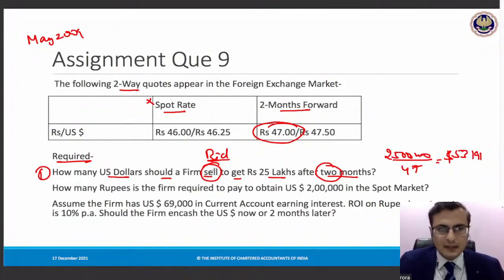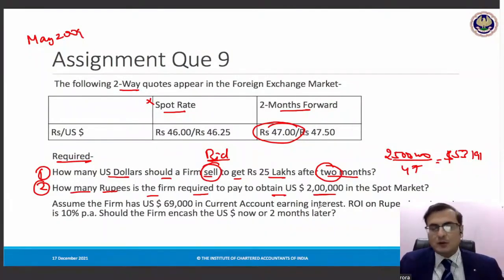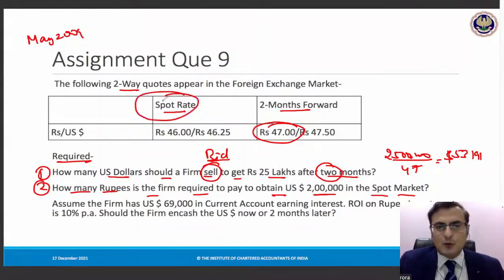Okay. Now the second one. How many rupees will the firm require to pay in order to obtain $2 lakh? So in the spot market. As you now know, we are supposed to take this one. Now we have to take the spot market and not the forward.